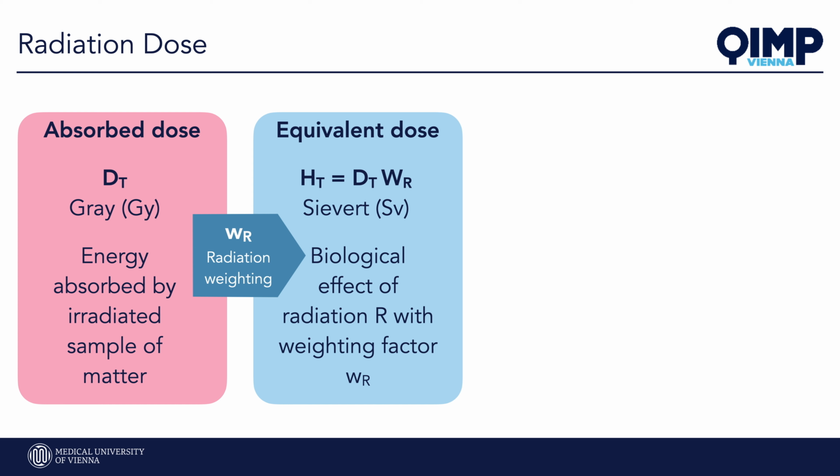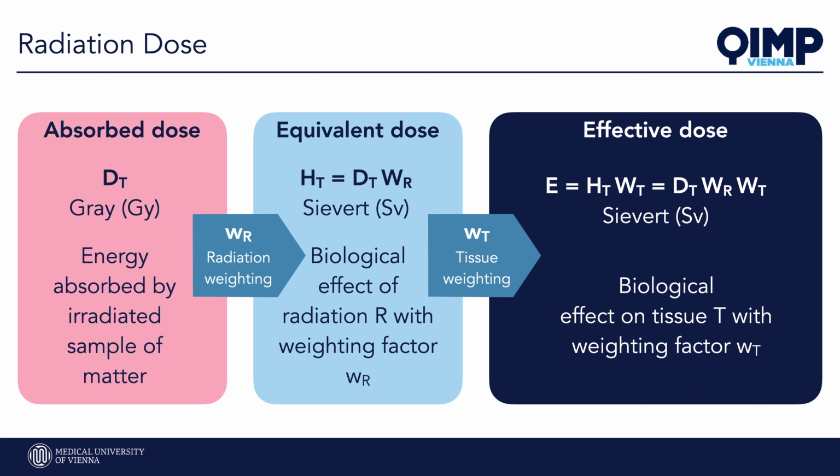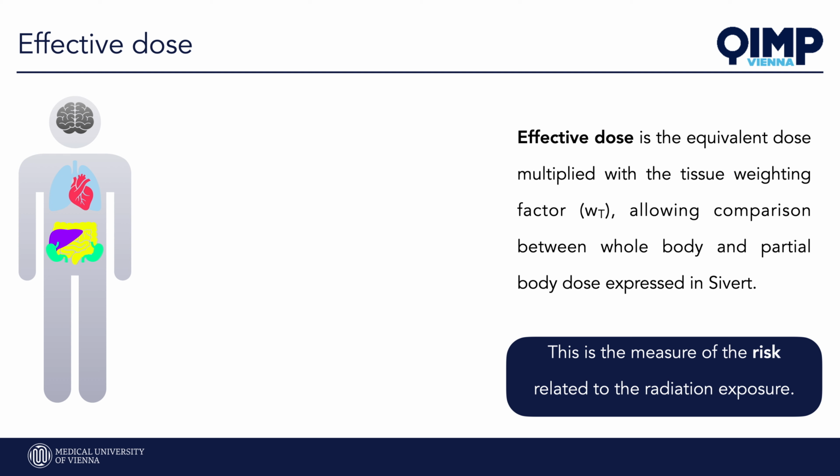It is important to mention that energy dose and equivalent dose are calculated for a specific organ. And when we add the tissue weighting factor to the equivalent dose, we get the so-called effective dose. Effective dose is the equivalent dose multiplied by the tissue weighting factor, allowing comparison between whole body and partial body dose, expressed in sievert, and describes the risk related to radiation exposure of the whole body. So the effective dose is also measured in sievert, as is the equivalent dose, which is obviously a bit confusing. The effective dose of 1 sievert describes the hazard related to irradiation of the whole body with 1 gray of photon radiation.